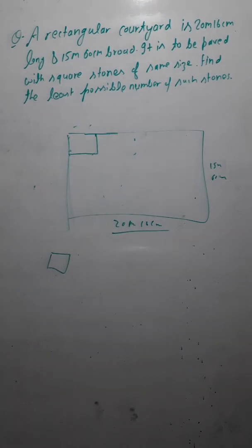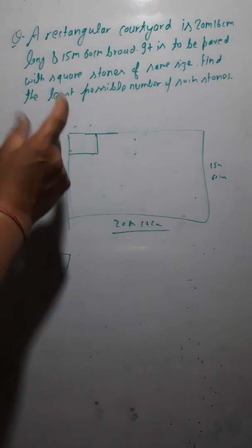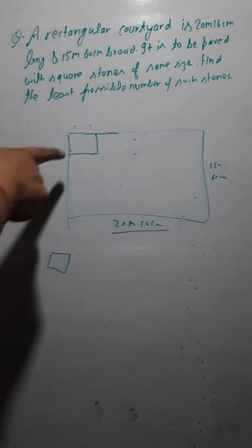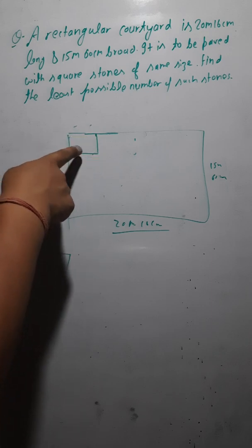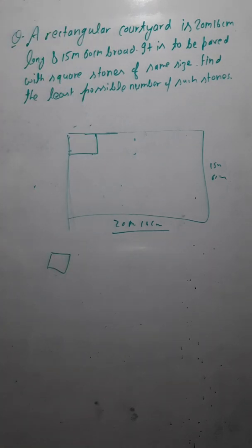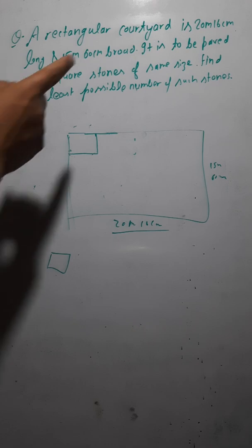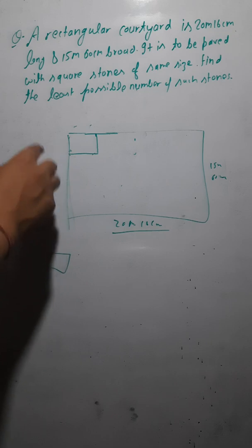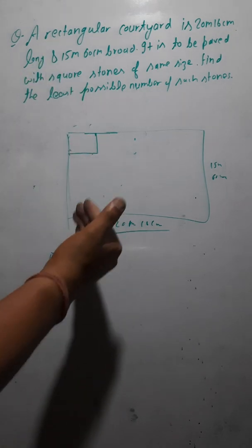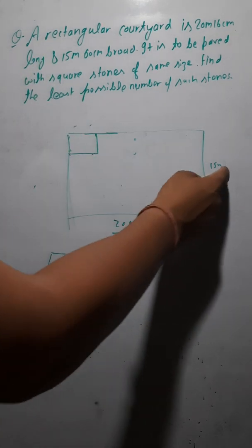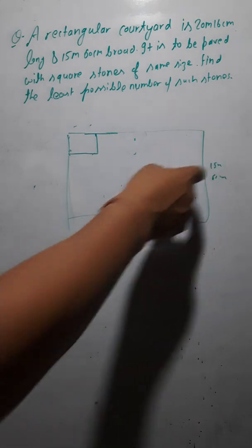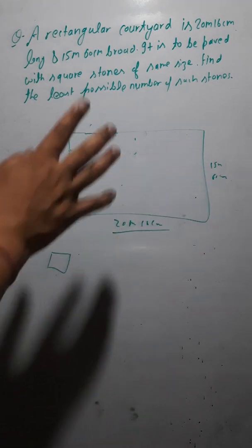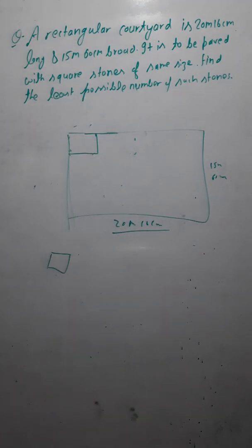Okay, so first we would find out the size of one stone, because all stones are of the same size. Yes. How do you find out the size of one stone? Because you need the maximum size of the stone, you are going to find it by finding out the HCF of these two dimensions. If you find the HCF of these two dimensions, you would get the size of the square stone.